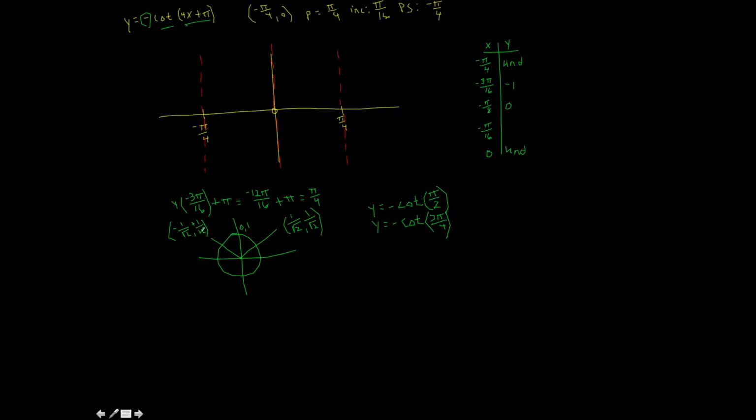So actually, negative 1 over the square root of 2 divided by 1 over the square root of 2 is negative 1. So the cotangent of 3 pi over 4 is negative 1. But remember, we have this negative in front. So the negative of a negative 1 actually makes it a positive 1.